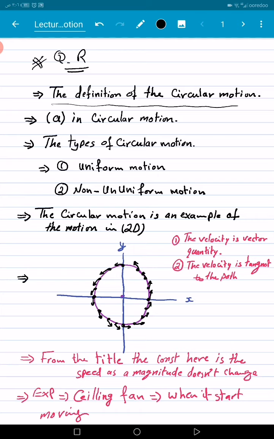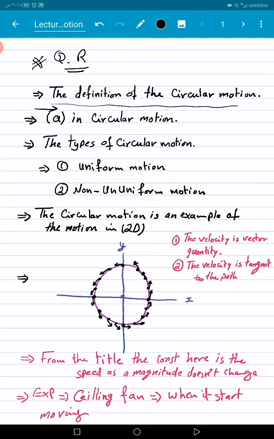The acceleration in the circular motion. Where is the acceleration direction in the circular motion? There are two types of acceleration in the circular motion, and also we can describe or determine the circle with two things, with its center and with its radius. So be careful about this information.